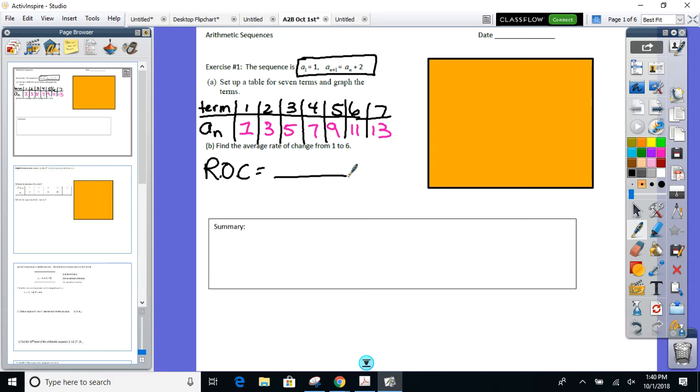So y is on top, x is on the bottom. Okay, so y is on top, x is on the bottom. So yes, your 6 minus 1 would be there, but in the denominator. And what was the sixth term again? Because I want to plug it in its corresponding y value. 6 was 11. And what was the term for term 1? What was the answer for term 1? 1, there you go. My rate of change. 2, yep. Change in y over change in x for your rate of change.